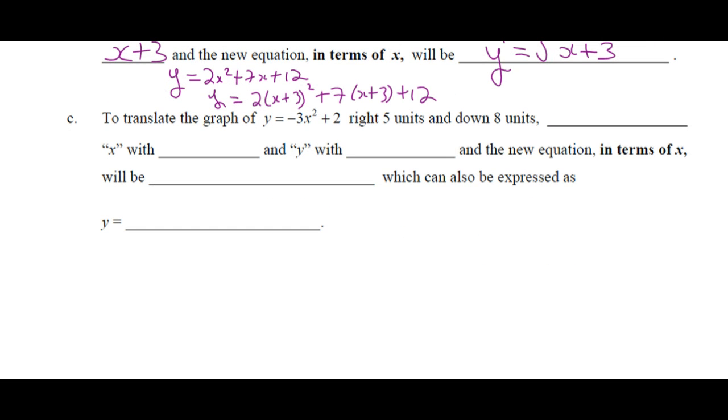Translate the graph y equals negative 3x squared plus 2 right 5 and down 8. We're going to replace x with, so what's the blank? I want to go right 5, so x minus 5. I want to go down 8, so I'm going to replace y with y plus 8. And the new equation in terms of x will be, where I see the y, I write y plus 8. Where I see the x, I write x minus 5.